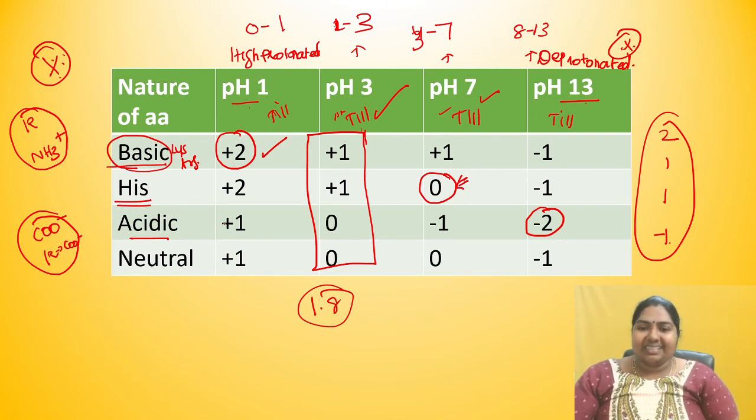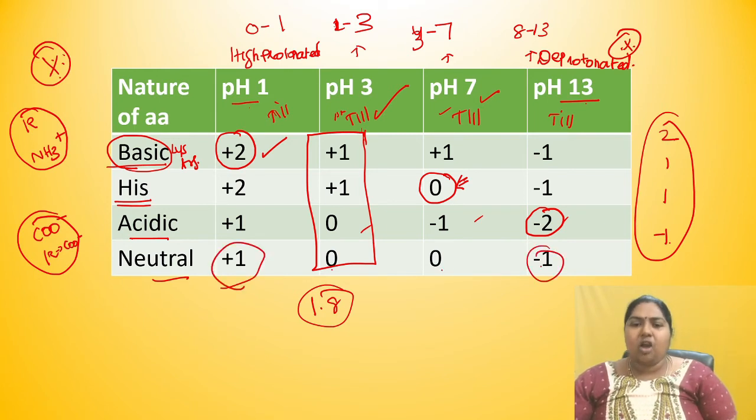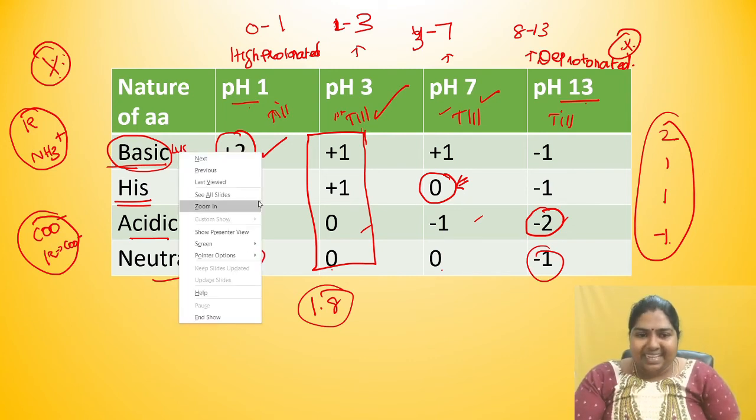Next, coming to acidic, it is 1, 0, -1, -2. So acidic is 1, 0, -1, -2. Neutral is +1, 0, 0, -1. So how could this have happened? Shall we just give a try at how this could have happened?